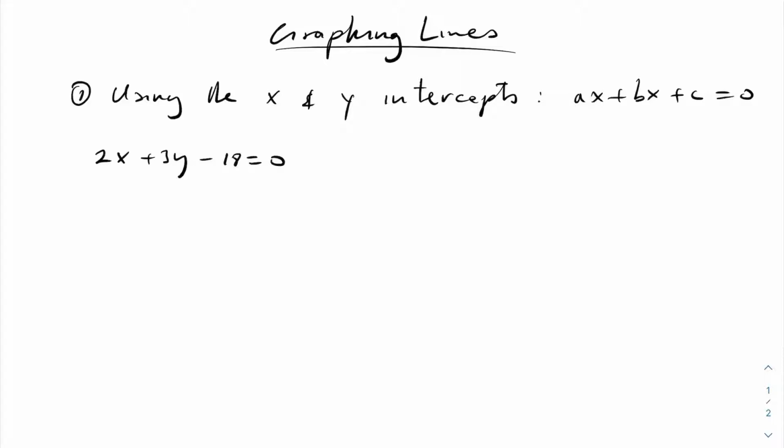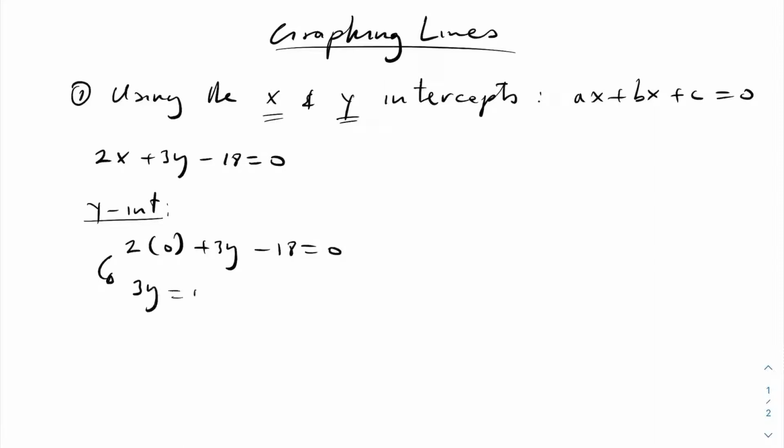The first thing we need to do in order to draft this is to find 2 points, because the line is completely defined by 2 points. The easiest 2 points to figure out here are going to be our x and y-intercept. First, to figure out our y-intercept, all we need to do is replace x by 0. And so we're going to have 2(0) plus 3y minus 18 equals 0. If you solve for y here, we get 3y equals 18, which gives us y equals 6. So our y-intercept is the point of coordinate (0, 6).